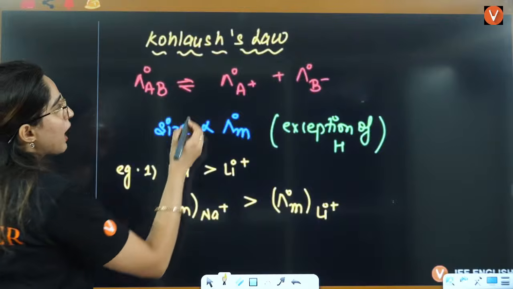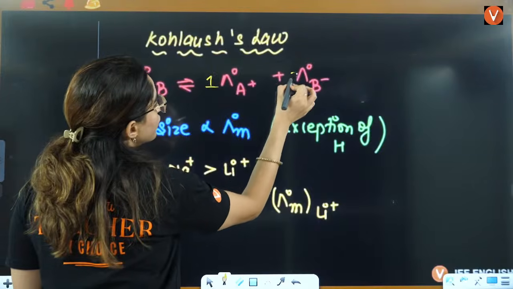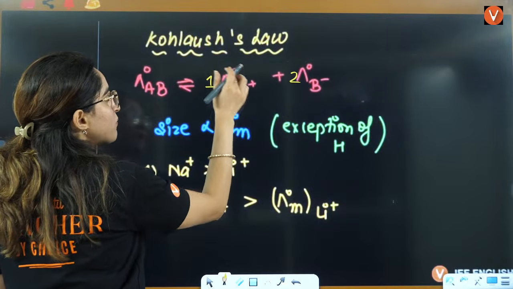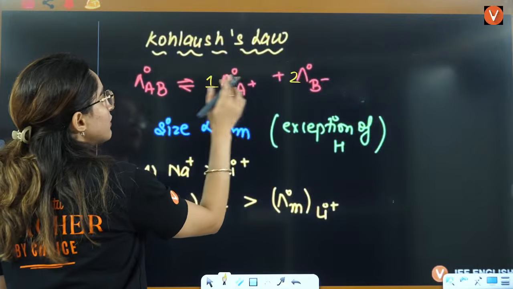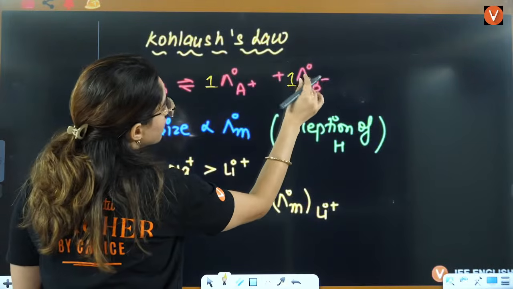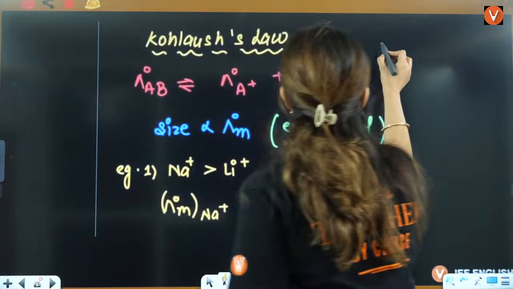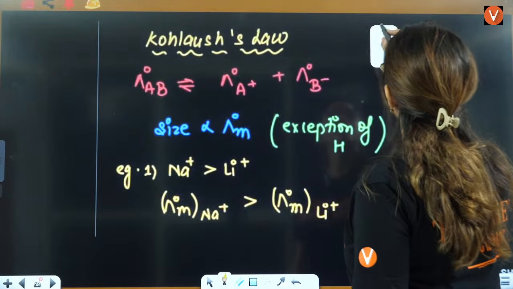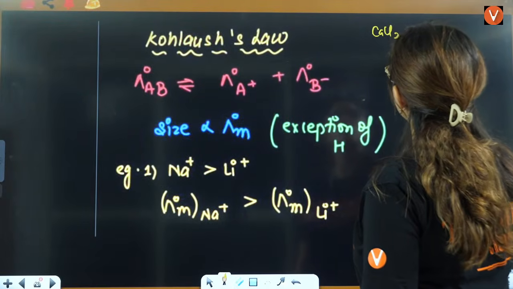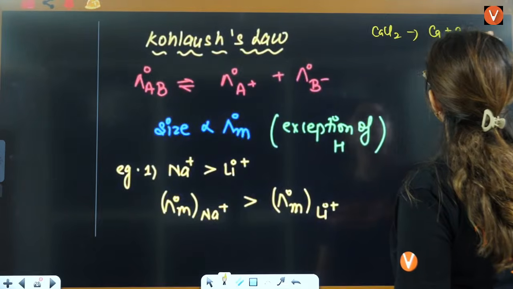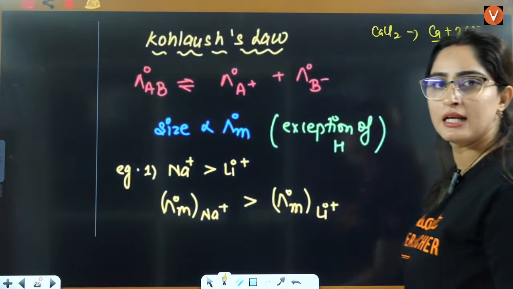So here you have 1, here you have 2. So 1 multiplied by molar conductivity of this, 1 multiplied by molar conductivity of this. For example, you have CaCl2. That will be equal to molar conductivity of Ca plus 2 into molar conductivity of Cl, right?